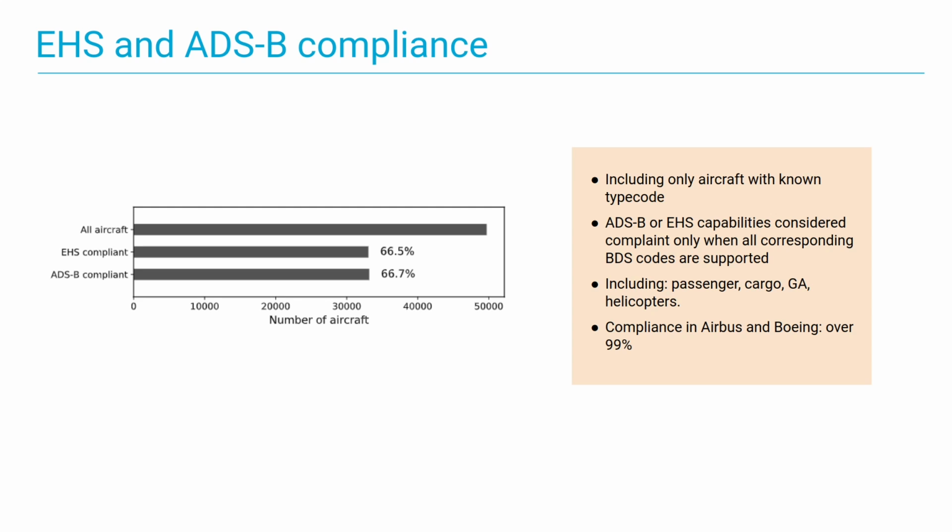We can also take a look at the ADS-B and EHS compliance at global level. In this graph, only aircraft with known aircraft type code are included. We only considered it to be compliant when all related BDS code are supported. It includes all type of aircraft such as passenger aircraft, cargo, general aviation, and helicopters. So in this graph, we can see that the rate of compliance for ADS-B and EHS are both around 67%. If we look only at Airbus and Boeing aircraft, the compliance rate are over 99%.